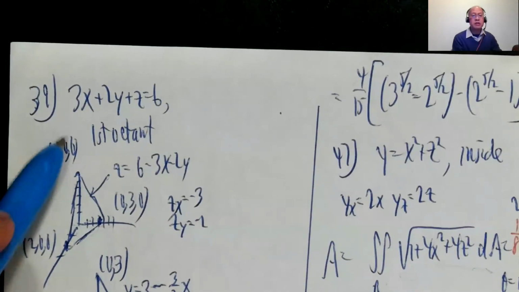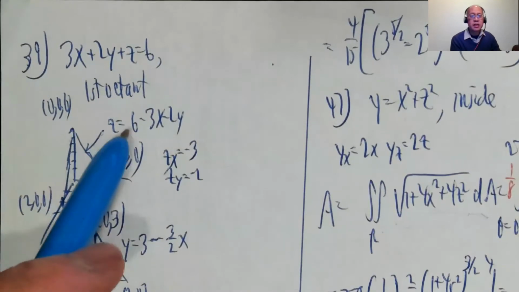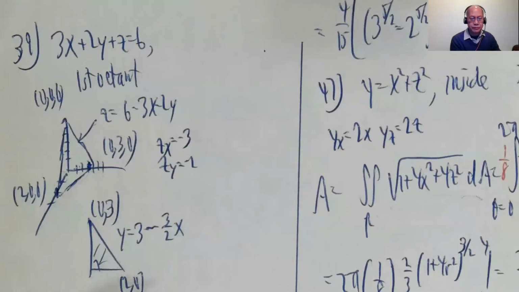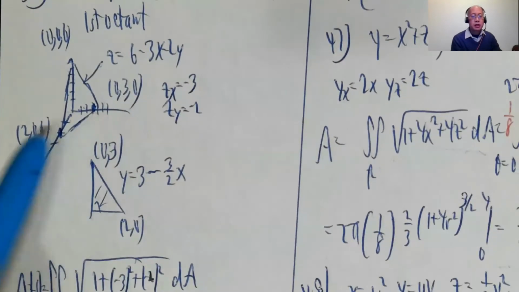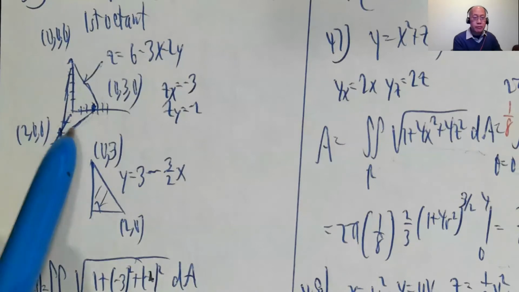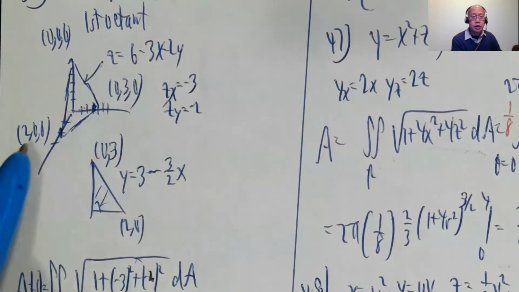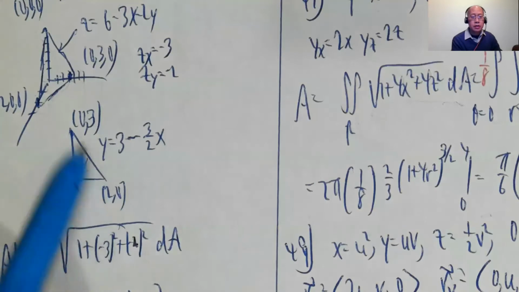All right, surface area, 3x plus 2y plus z equals 6 in the first octant. Solve for z. z is 6 minus 3x minus 2y. That means z sub x is negative 3, z sub y is negative 2. Okay, so in the xy plane, 0, 3, 0 is just 0, 3. 2, 0, 0 is 2, 0. A little bit of algebra.